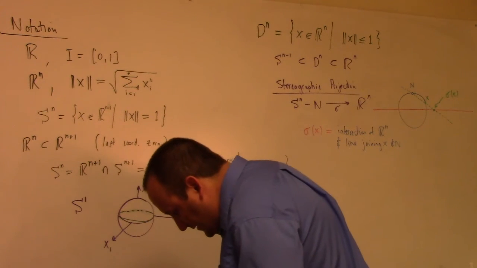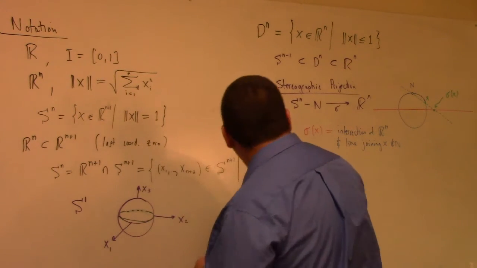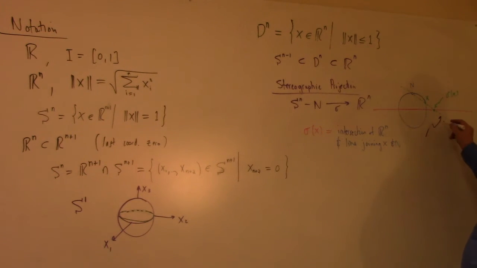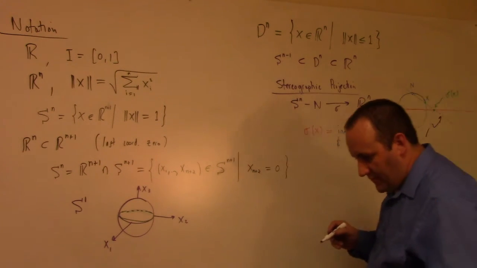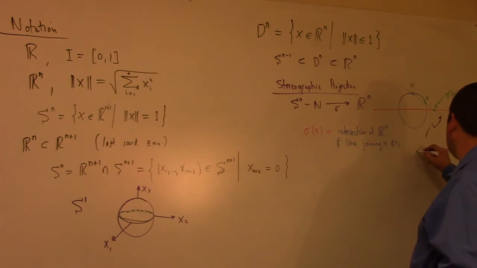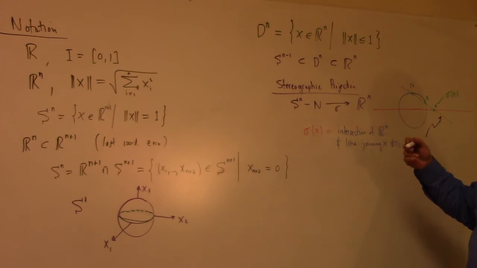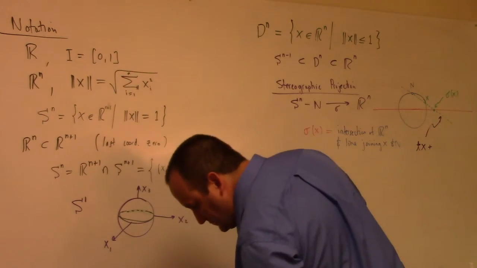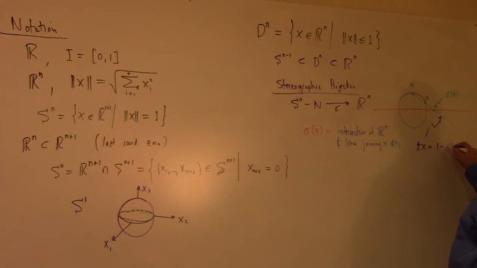Well, he points out that points on the line have the form, what's a typical point on that line look like? N plus t times (x minus n). He writes it as tx plus (1 minus t) times n. So it's x when t equals 1, and that's the point we're after.